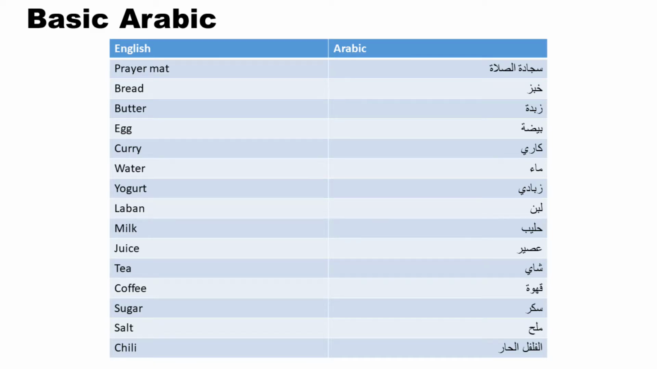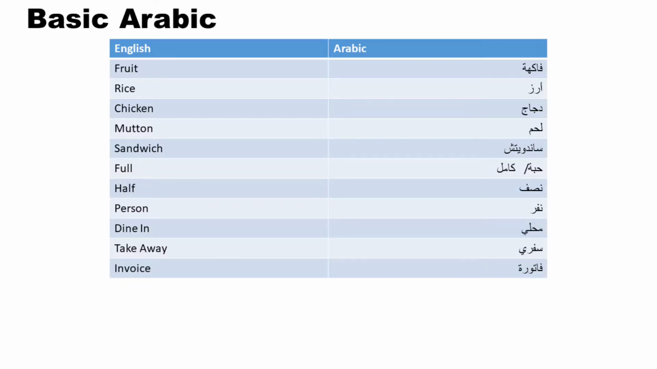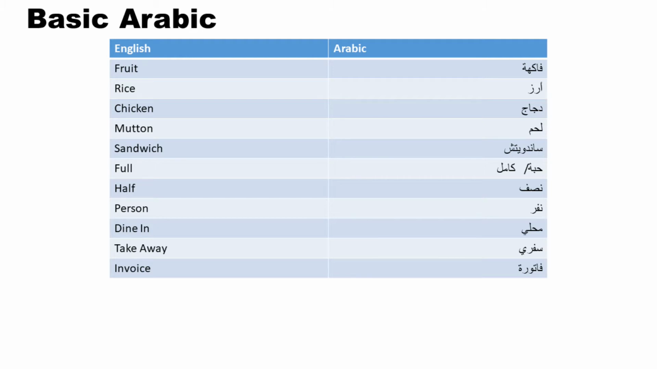Sugar is called sukkar, coffee is kahwa, salt is called malha, chili is called falfal al-har, fruit is fakaha, rice, rose, chicken, dajjaj, mutton or meat, laham, sandwich, full. You can say when you are buying food or something, they will ask you how much you need. So if you want a full, you can say haba or kamil.